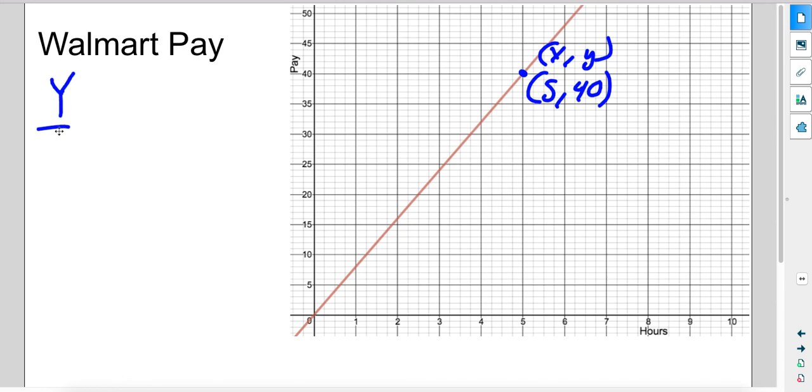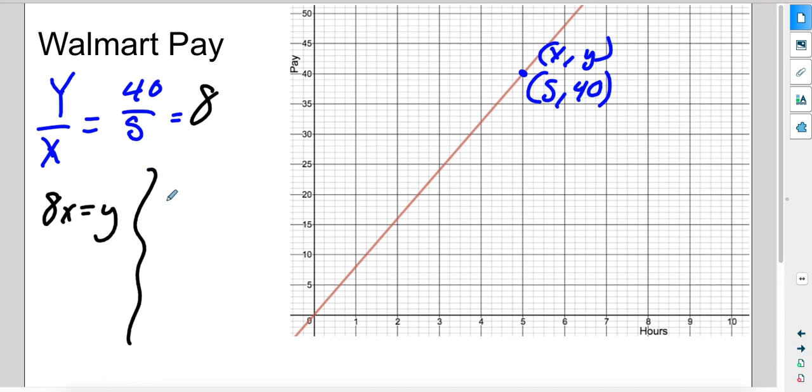So if I want to find the pay at Walmart, I'll be dividing 40 by 5 to get a COP of 8. And as always, if I'm looking at a graph, I should know that my equation is going to be dependent on my hours, or my independent variable. So my equation would be 8x equals y, or 8 times the number of hours we work equals the pay. And remember, x is the number of hours, y is the amount of pay.